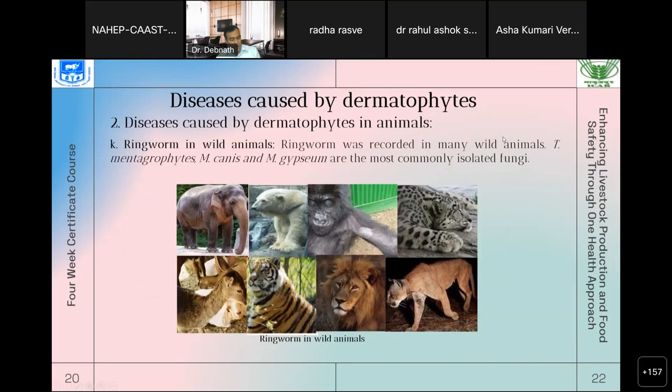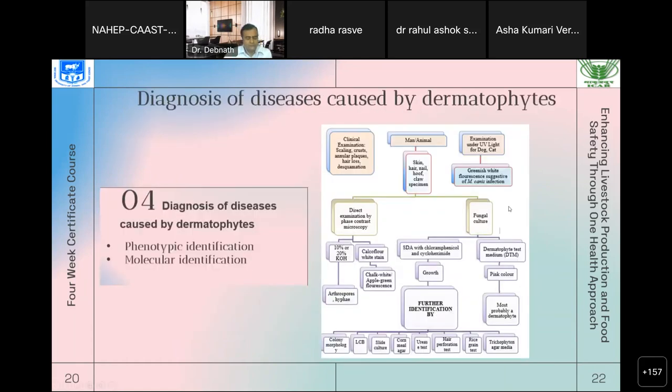In the case of wild animals, we see that many wild animals carry the organism on the surface of their body, and even produce the disease. Mostly Trichophyton mentagrophytes, Microsporum canis, and Microsporum gypseum have been isolated from them. But from herbivorous wild animals like deer, Trichophyton verrucosum is also common.